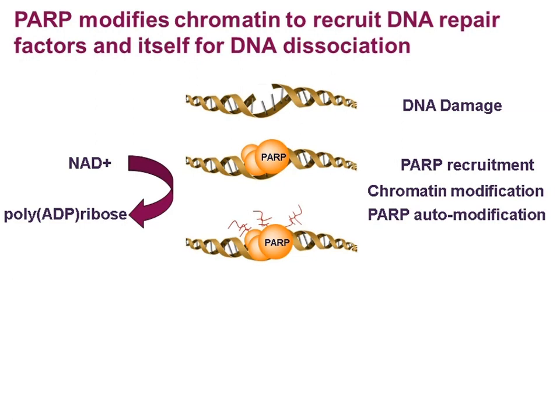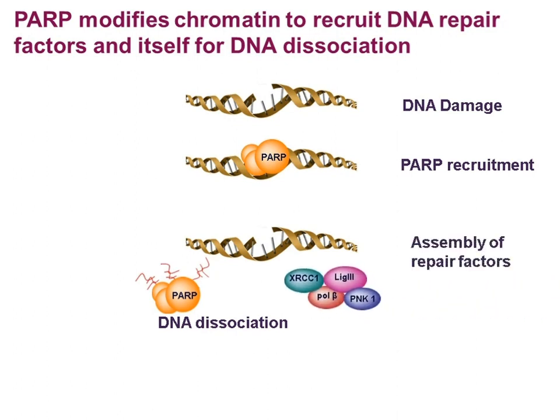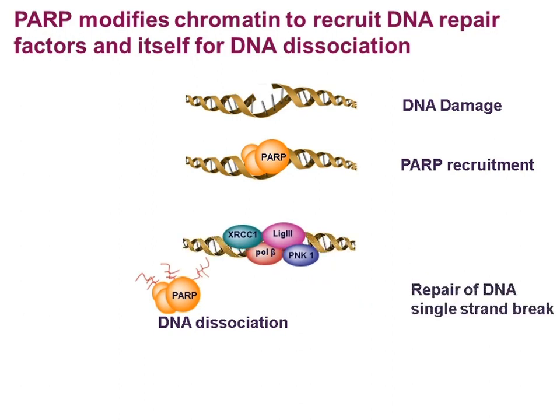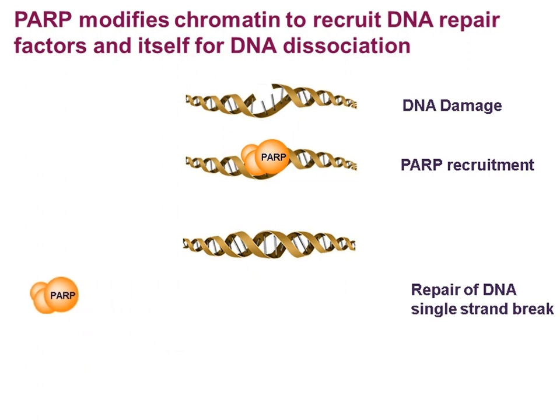Now, the ability to form poly-ADP ribose is important not only for chromatin modification and opening up the chromatin to allow the access of repair factors, but importantly, one of the key aspects is PARP automodification. And by modifying itself, that allows the dissociation of PARP from the DNA, and subsequently, it allows the assembly of repair factors onto the single-strand break that can then facilitate the repair of that DNA damage. The poly-ADP ribose chains are then broken down by glycohydrolase so that PARP can then be recycled to repair other single-strand breaks that are occurring in the cell.